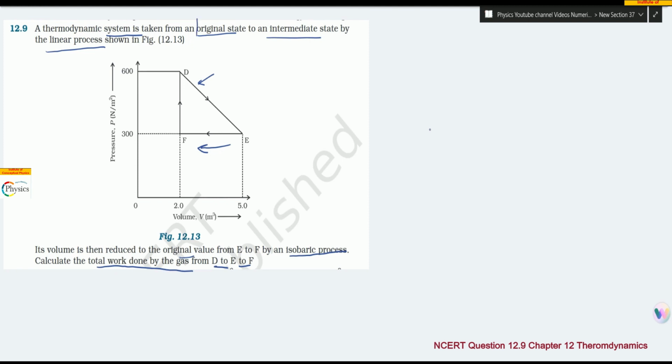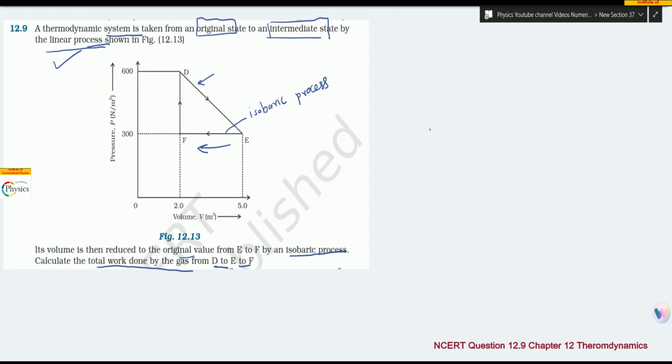It is from the original state to an intermediate state by a linear process. Linear means straight line. The volume is reduced from the original value from E to F. This is the first linear process. As you can see, this is an isobaric process because the pressure is the same.